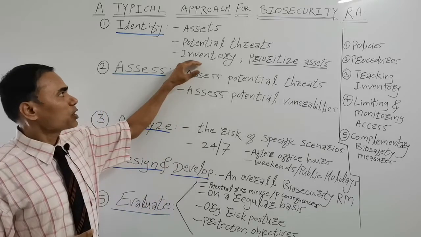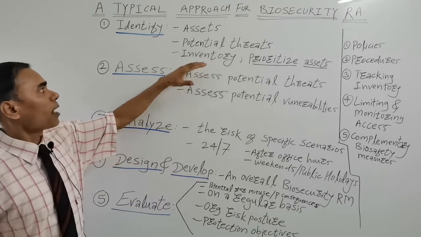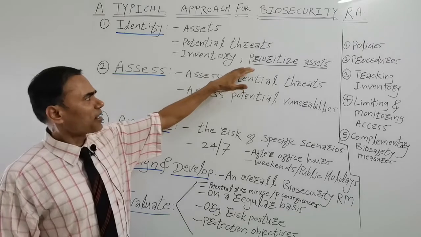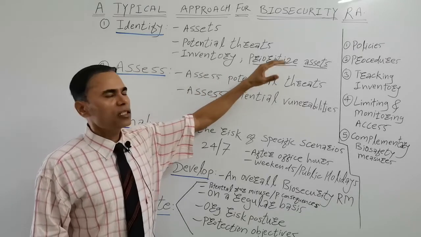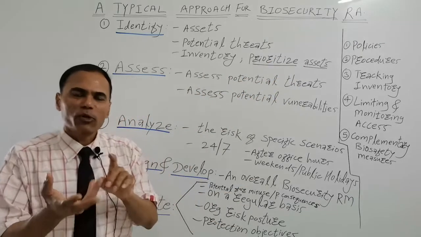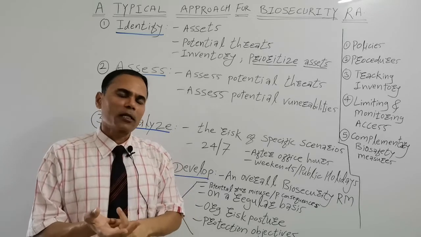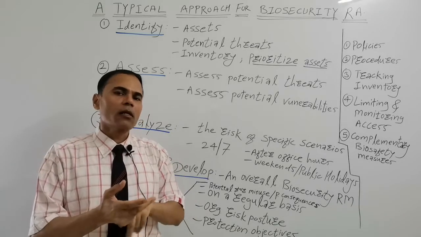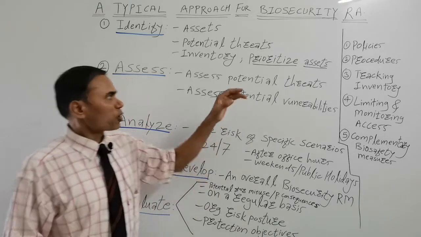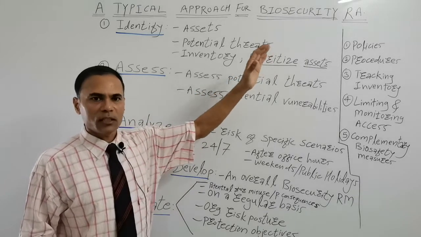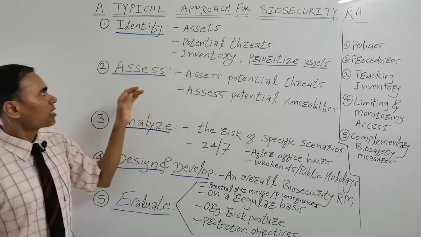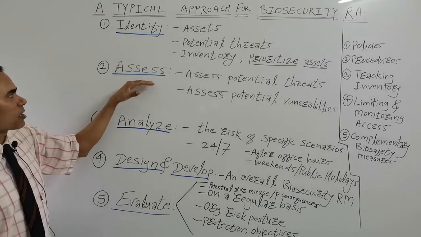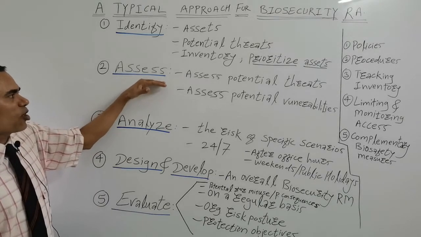In case something is missing from the inventory, you should identify that, and you should prioritize the assets based on the potential of the misuse and based on the potential consequences. So based on that, you should prioritize the assets. Once this step is complete, then you can go for the second step, which is assessing.